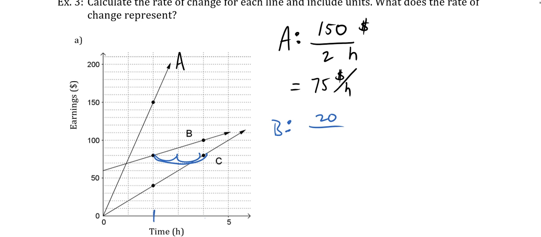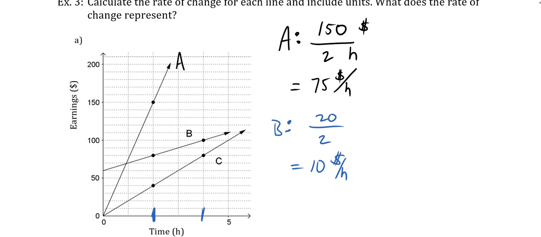So I started at 2 hours, and now we're going to 4 hours. There are different ways of looking at this. Is that a change of 2 hours? Does that look okay? And what's 20 over 2? 10. So this one's $10 per hour, nowhere near as much.